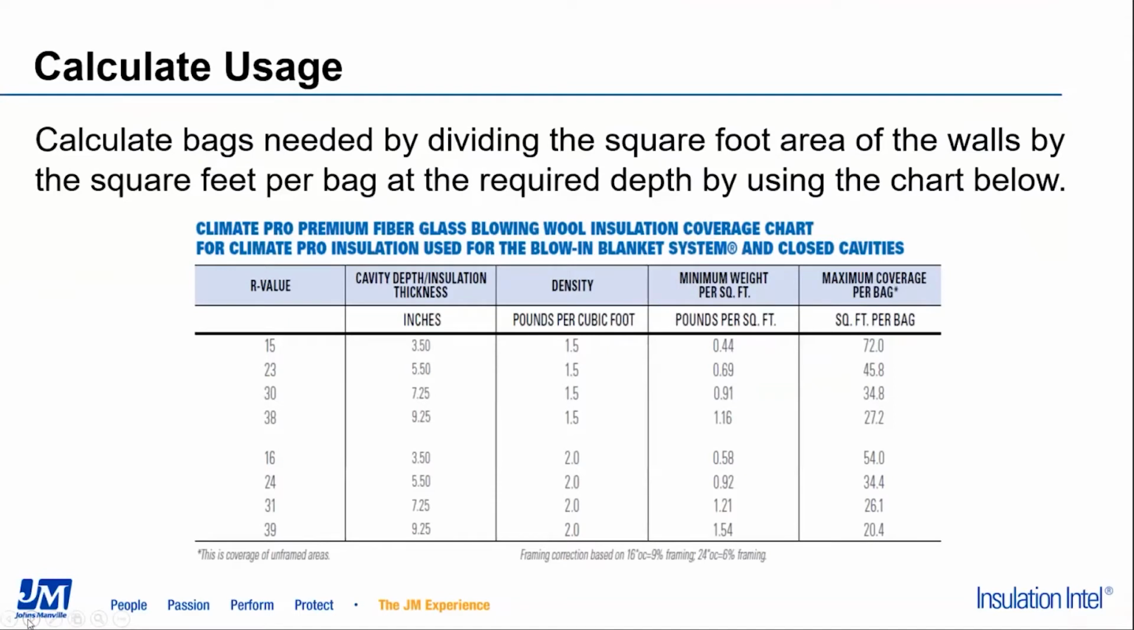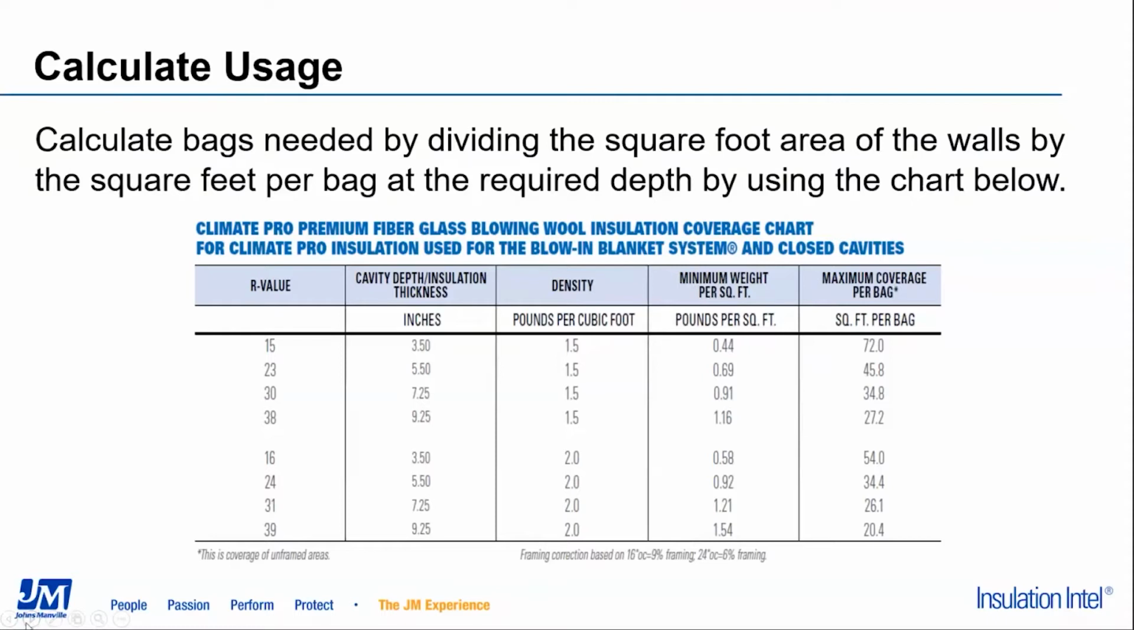Before we can start the application process, we need to know how much material we'll be needing. This is a very simple procedure. We want to take the square footage of the wall area. We want to divide that by the square footage per bag at the proper depth and density by using the chart that we have listed here.